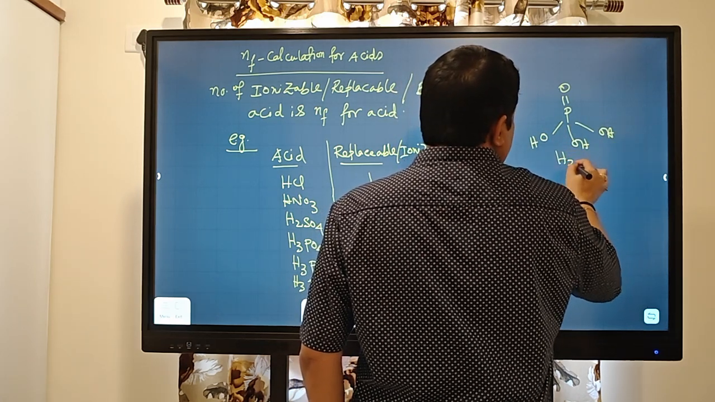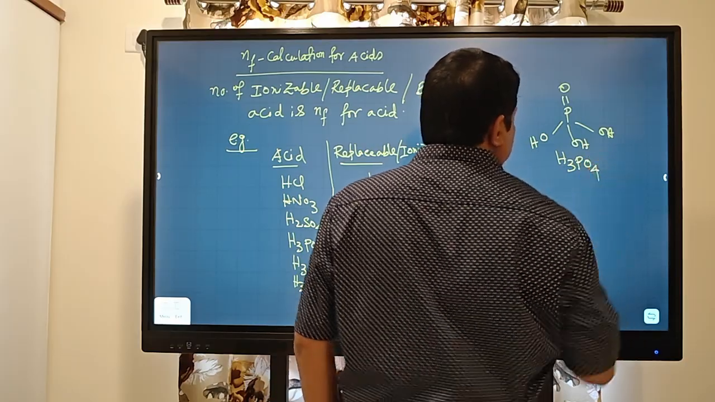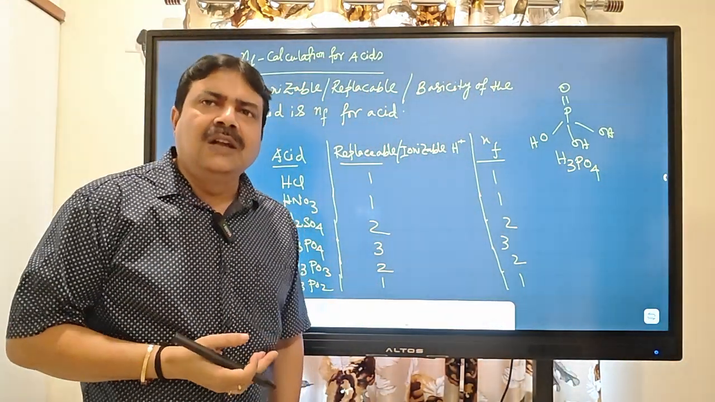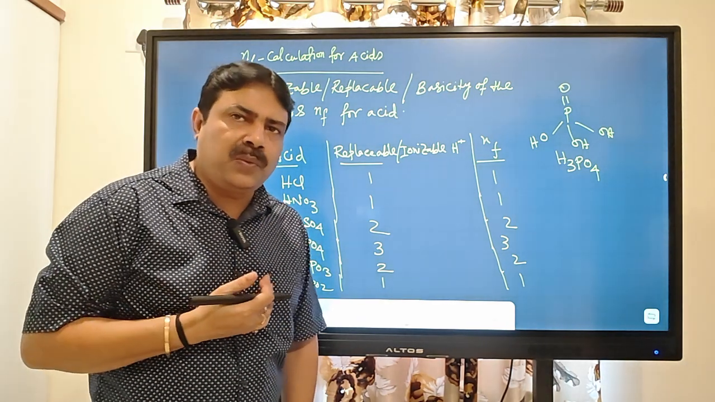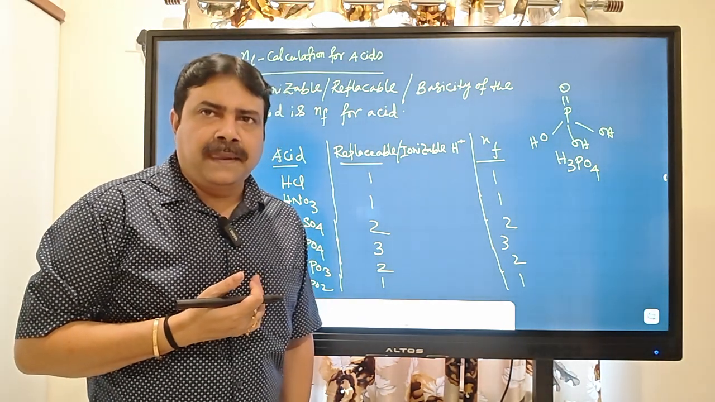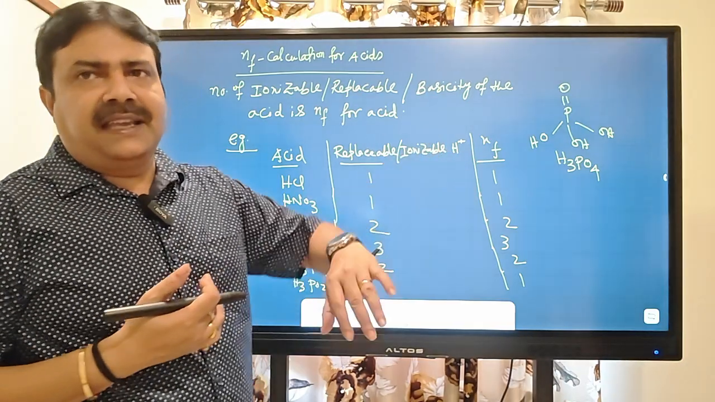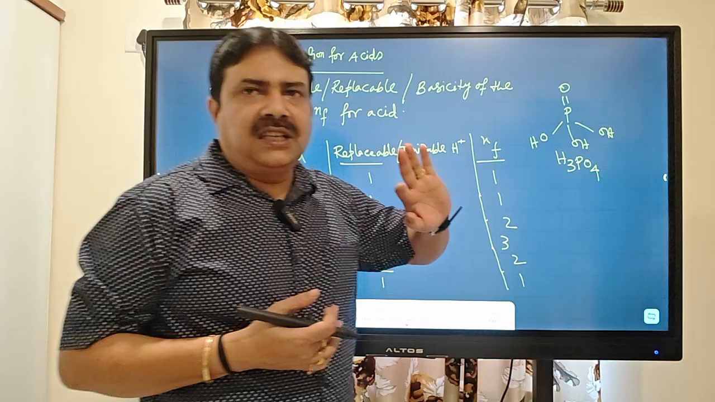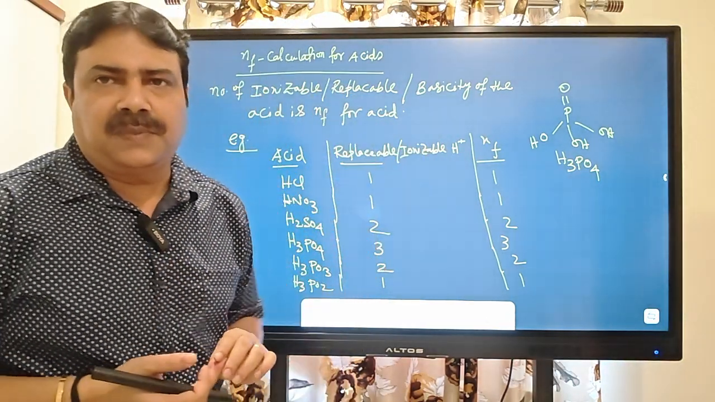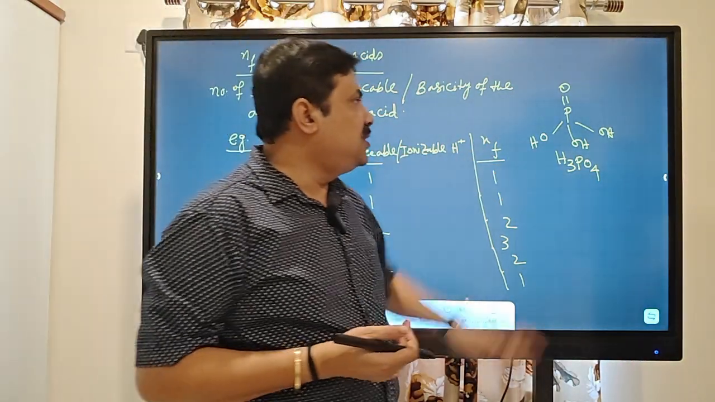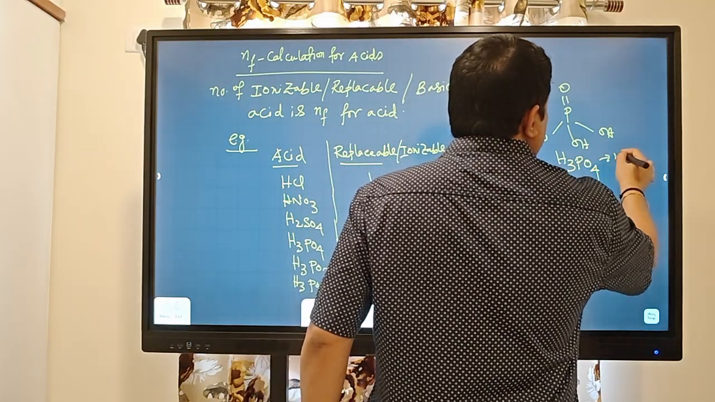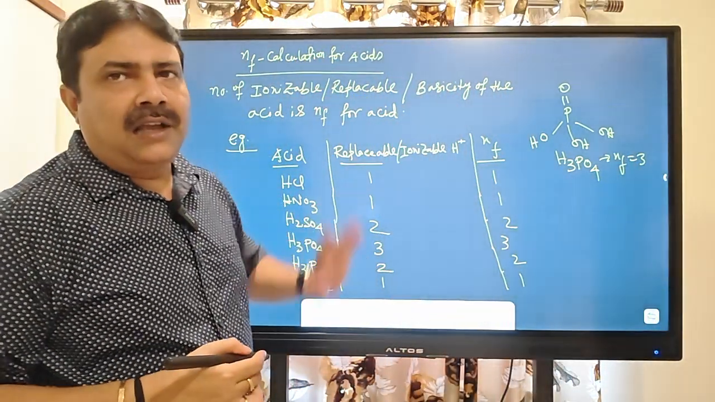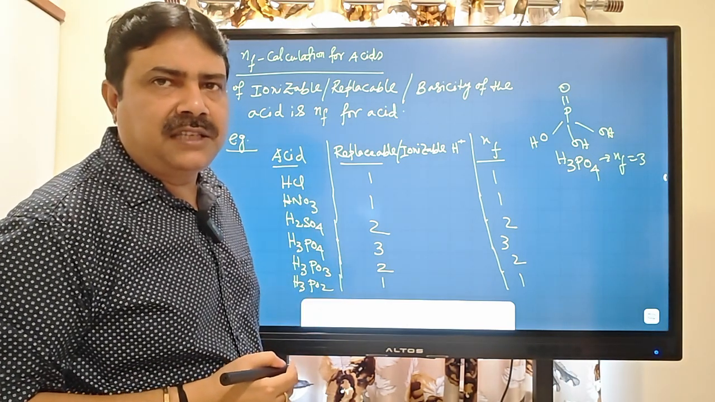H3PO4. That means the hydrogens attached with the oxygen. Oxygen is a more electronegative atom. In electronegativity we will study which atom has more power to withdraw the bonded electron pair towards itself. Because of that it can release the H plus very quickly. Only the hydrogen associated with the oxygen can be released as H plus. There are 3 hydrogens attached like that, so the N factor equals 3: it can provide 3 ionizable, or replaceable, H plus.